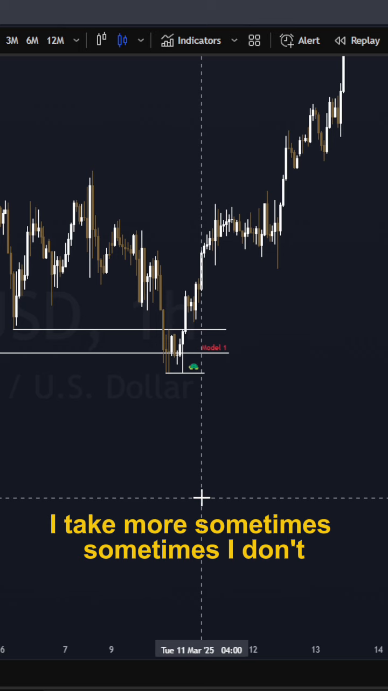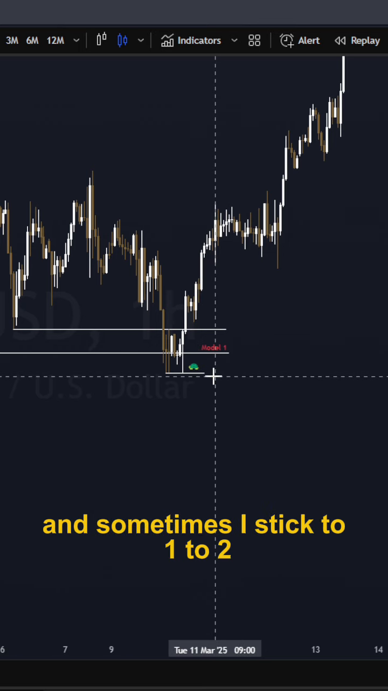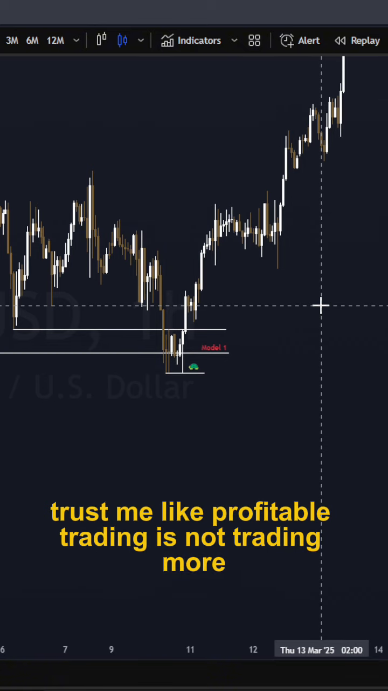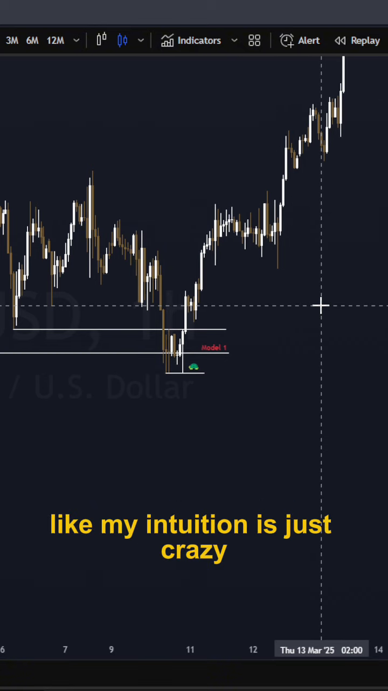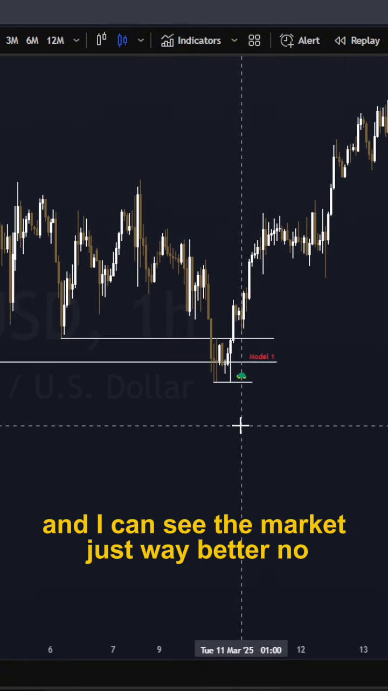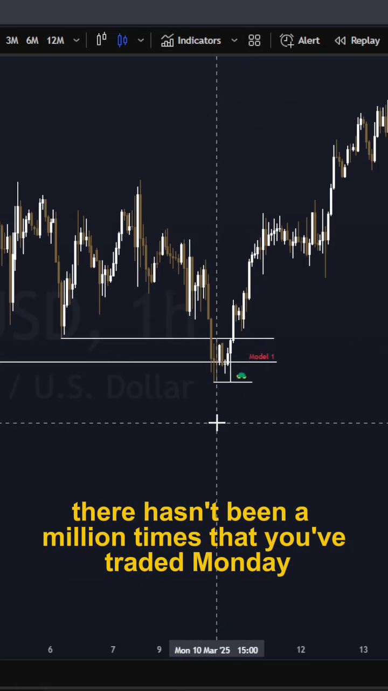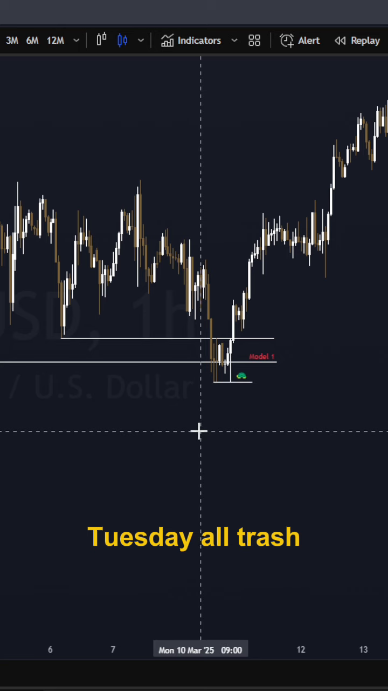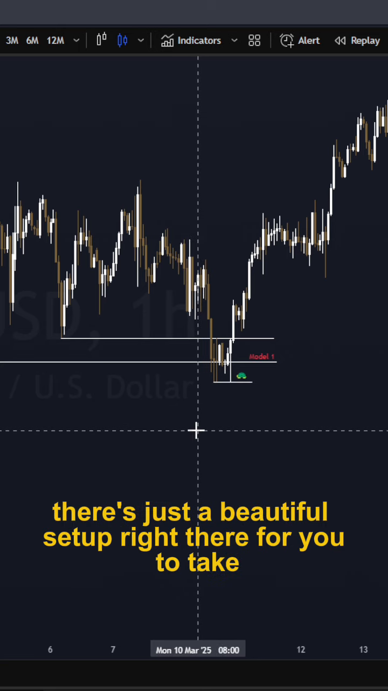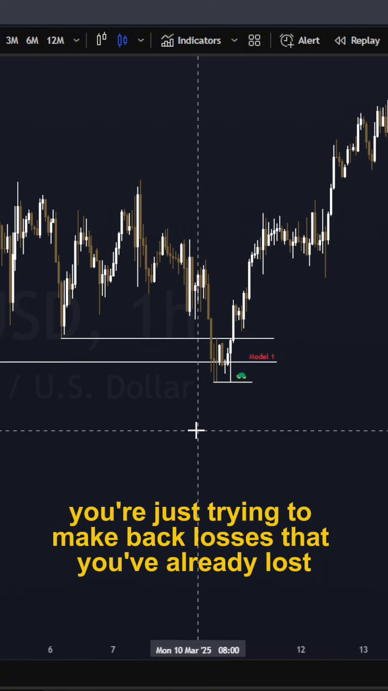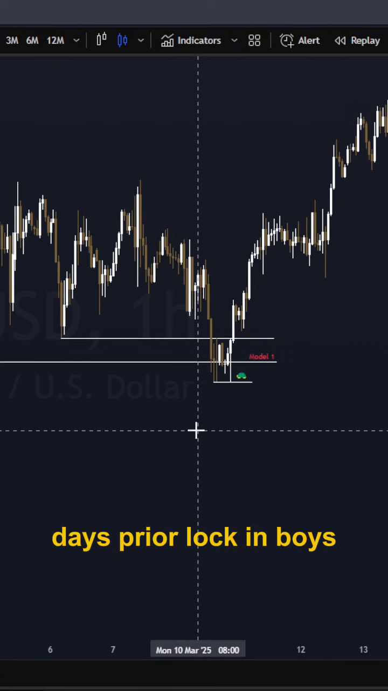I take more sometimes, but sometimes I don't. And sometimes I stick to 1 to 2 because those are the only setups I actually see that are valid. Trust me, profitable trading is not trading more, like my intuition is just crazy and I can see the market just way better. No, it's just that I'm taking the setups that are clean as fuck. You cannot tell me there hasn't been a million times that you've traded Monday, Tuesday, all trash, all losses, and then Wednesday there's just a beautiful setup right there for you to take. But now, instead of making money on the week, you're just trying to make back losses that you've already lost on shit setups days prior. Lock in, boys.